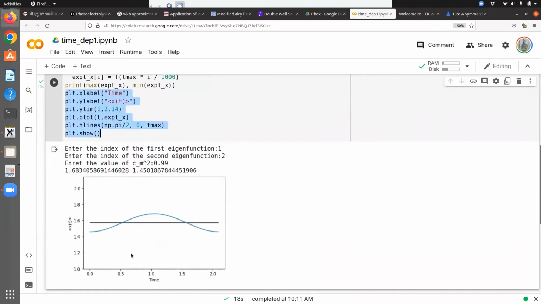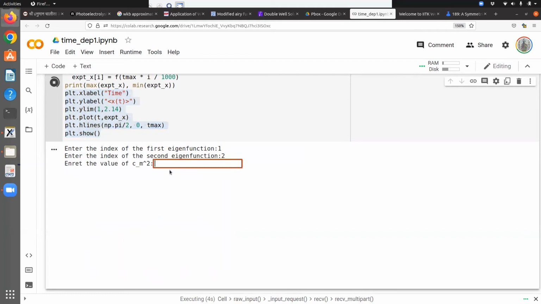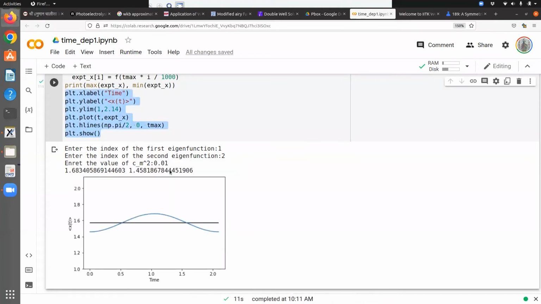So this is how the plot looks. The black line is the position expectation value for the stationary state, and the blue line is the position expectation value where the wave function is given by the superposition of two stationary states. Next, we run it for a value where C1 square is equal to 0.01. And this is how the position expectation value changes as a function of time.